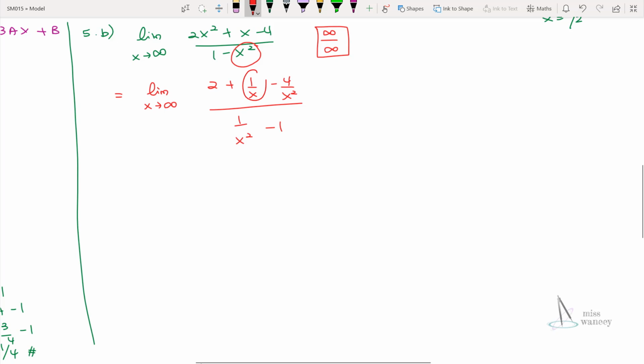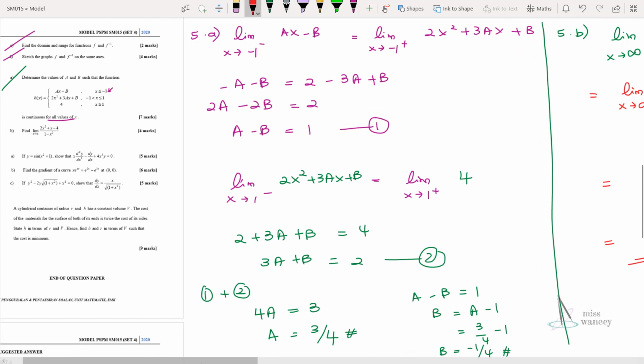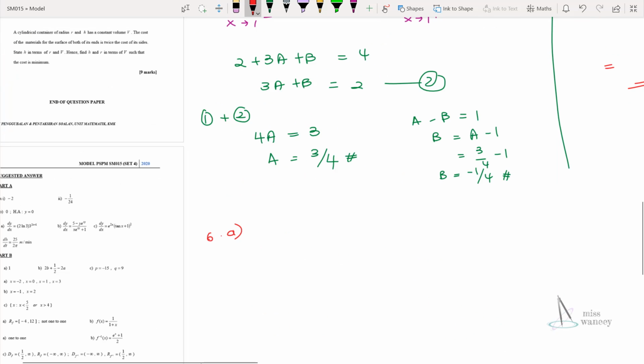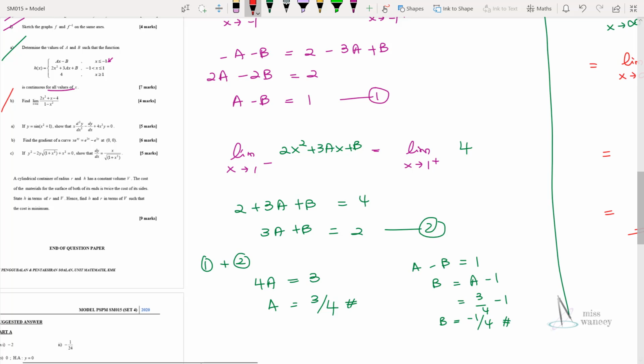And then if we are using the property, 1 over x will become 0, 4 over x squared is also 0, 1 over x squared will become 0 as well when we substitute x with infinity. So this is 2 plus 0 minus 0 over 0 minus 1, which is simply equal to negative 2. So done with number 5b. So let us proceed with number 6. Okay, so what do we have for number 6? If y is equal to sine of x squared plus 1, show that x d2y over dx squared minus dy over dx plus 4x cubed y equal to 0. Okay, so y.